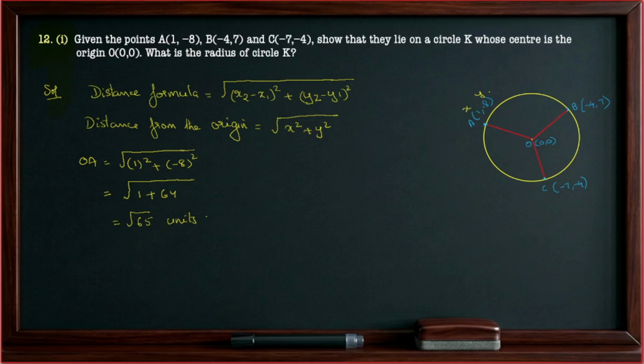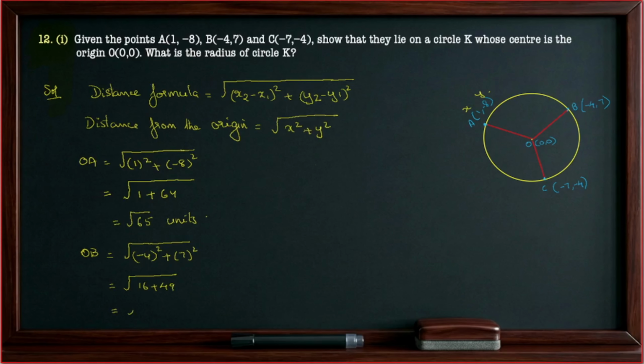Next, we'll find the distance from 0 to B. So we can write it as OB is equal to root, here x is what? Minus 4 the whole square plus 7 the whole square, which is equal to root 16 plus 49.